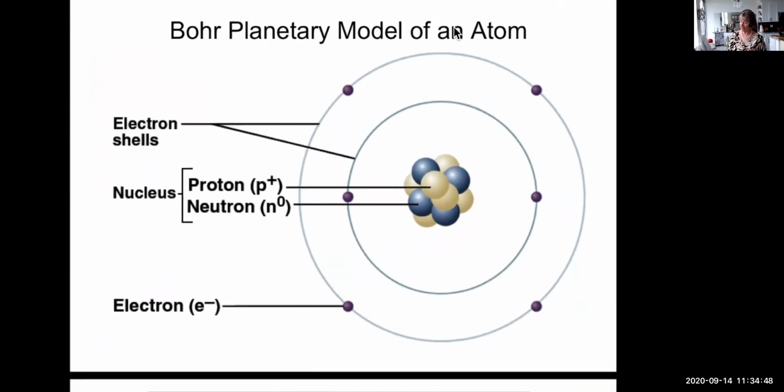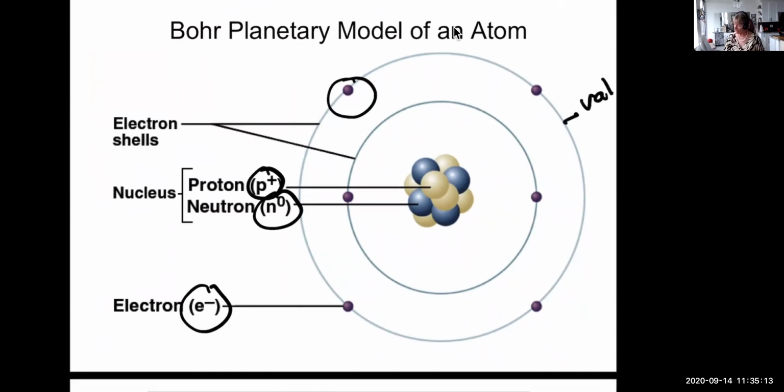Atoms are structured in such a way that there is a nucleus and shells of electrons around the outside. The protons in the nucleus are positively charged. The neutrons in the nucleus have no charge. And the electrons have a negative charge. So the outermost shell is known as the valence shell. The outermost electrons are known as valence electrons. And those are the ones that interact with other atoms.